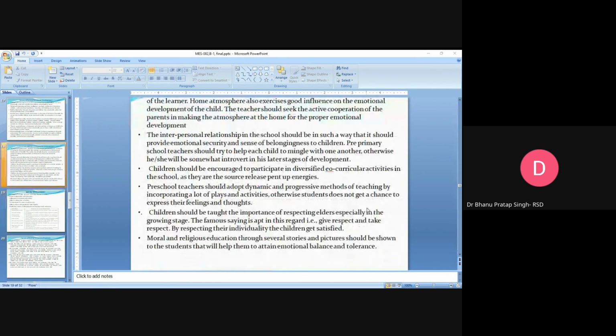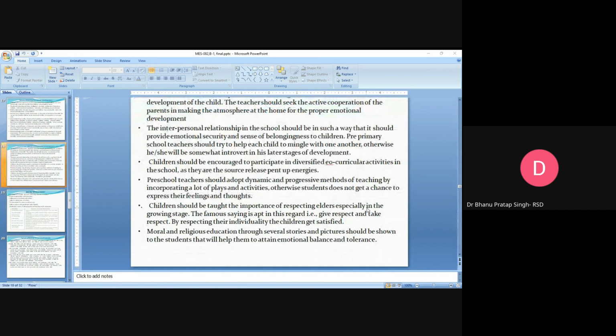Next is moral and religious education. Through several stories, pictures should be shown to the students that will help them to attain emotional balance and tolerance. So this is one important factor, and it is the duty of the teacher that moral and religious education should be given to the learners by telling stories and showing pictures, and this is important for the emotional development of the child.